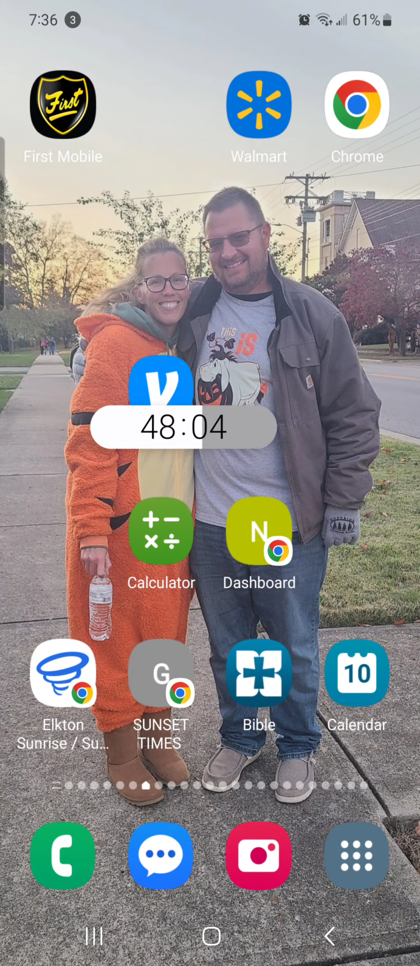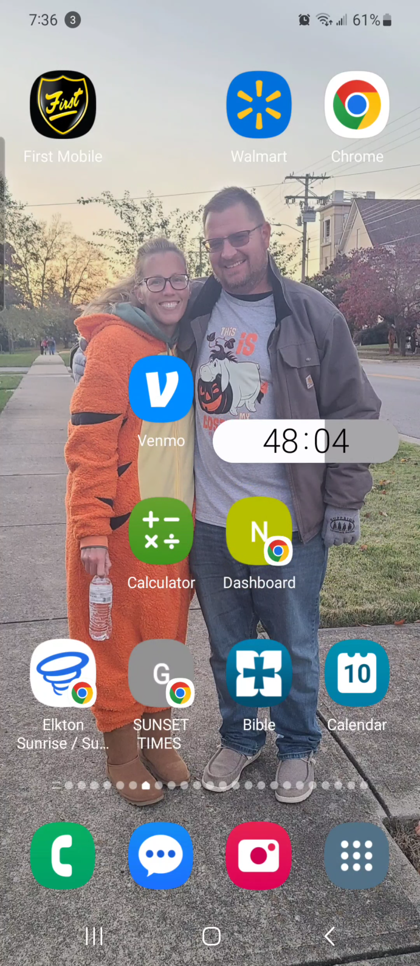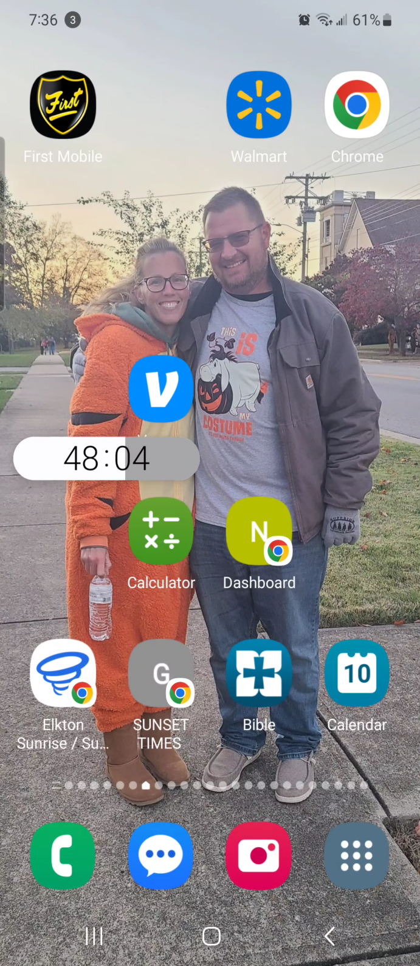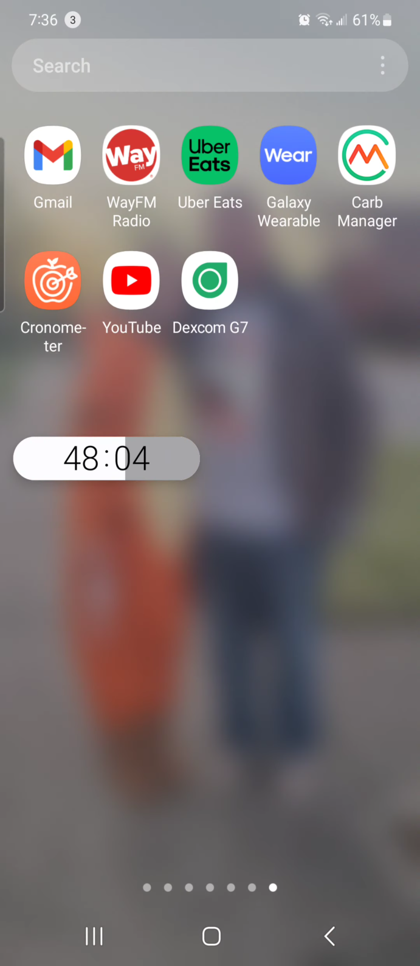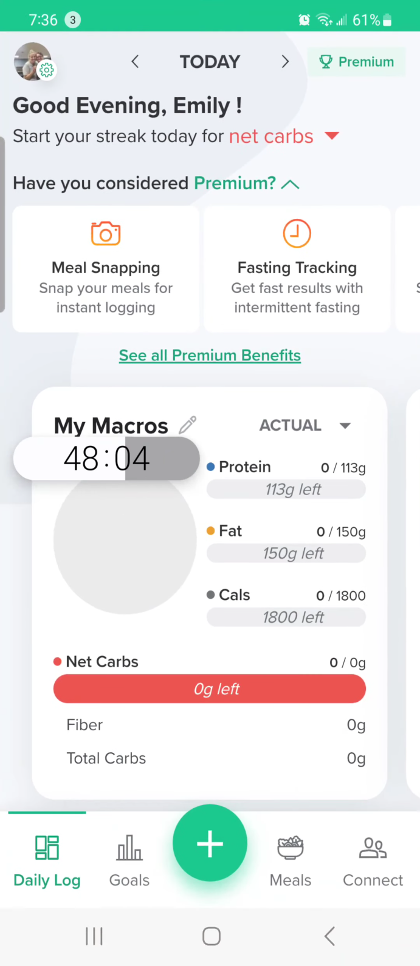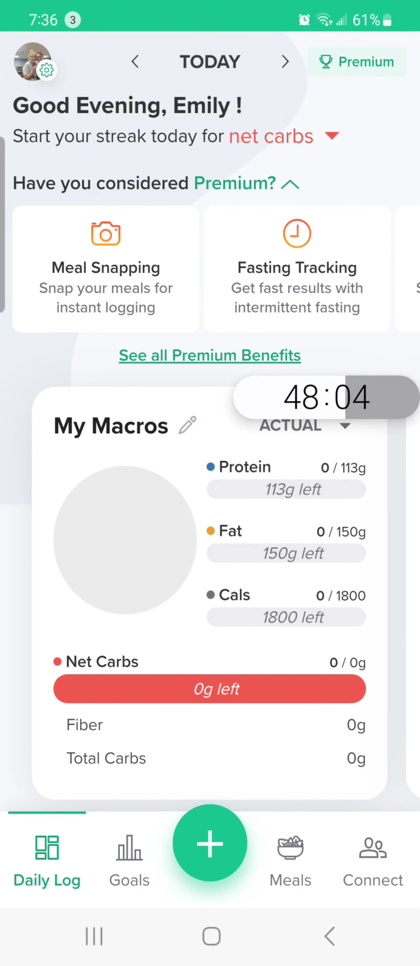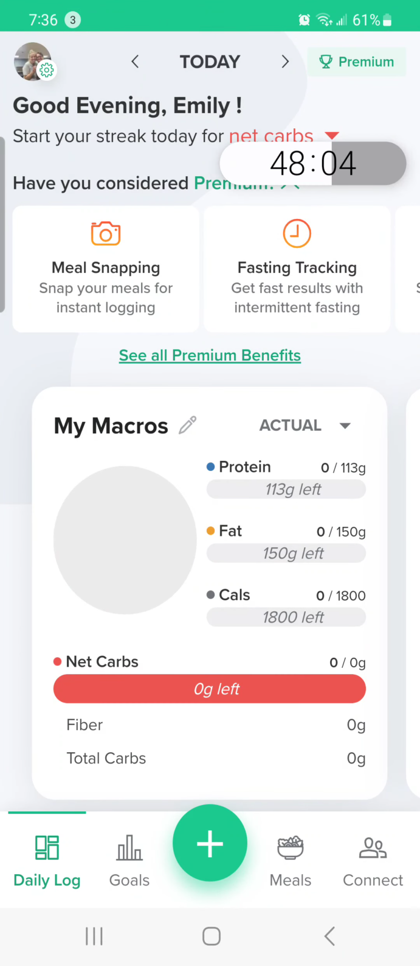There's my little timer. I'm going to put that right here. I'm going to go into Carb Manager. And I'm going to add food.